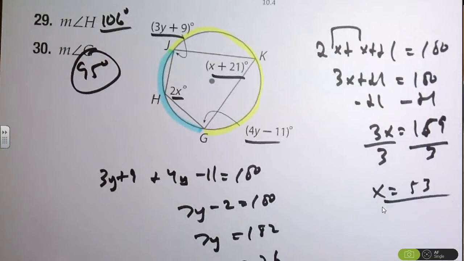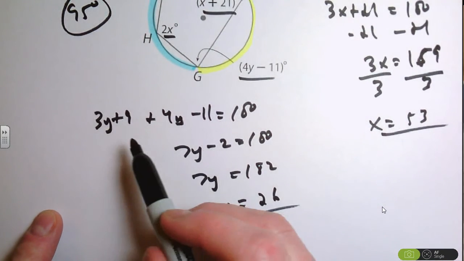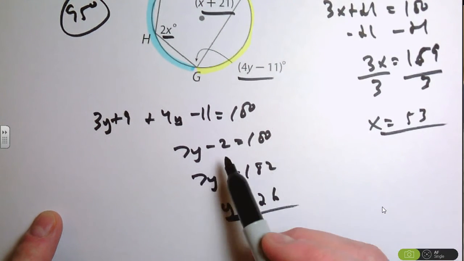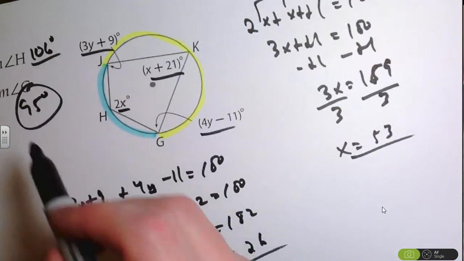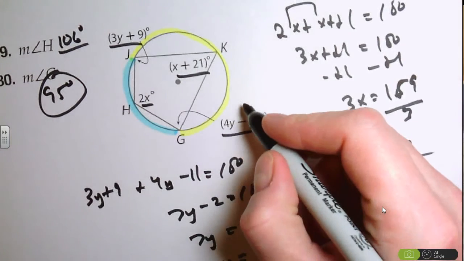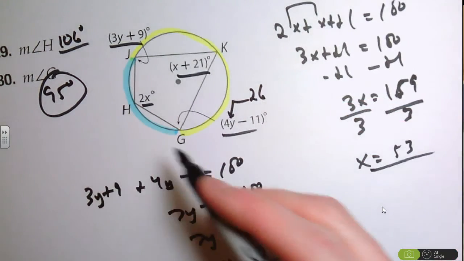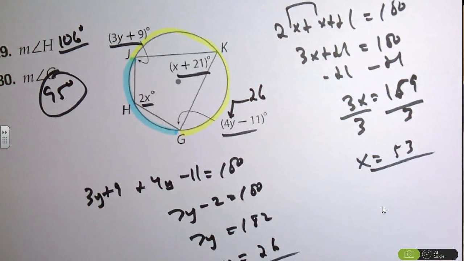There we go. Sorry, I realized I just ran out of space on here. So I added these two together, set them equal to 180. Got 7y minus 2 is 180, added 2, divided by 7, 26. Plug 26 back in for y here, and you get 95 degrees. Okay.